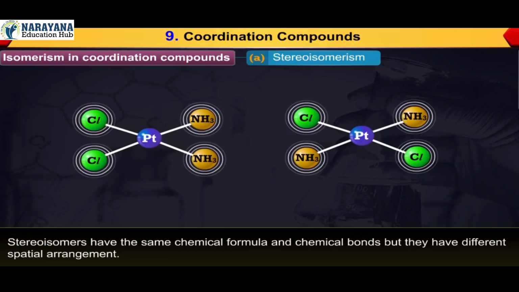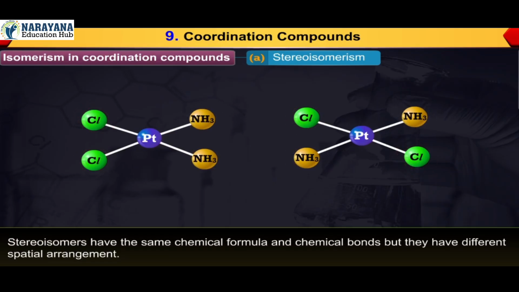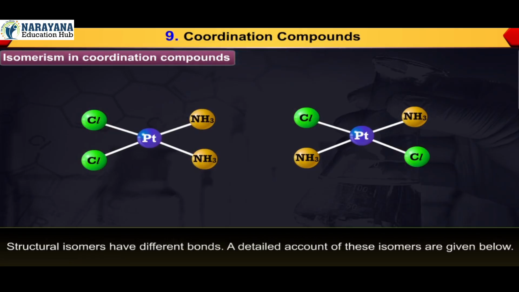Stereoisomers have the same chemical formula and chemical bonds, but they have different spatial arrangements. Structural isomers have different bonds. A detailed account of these isomers is given below.